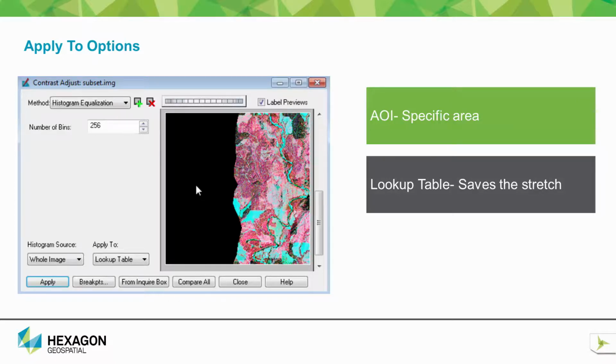This helps the image to have good contrast for viewing and display purposes, but all calculations or processing will be done on the original file pixel values. In most cases, this is the recommended method.